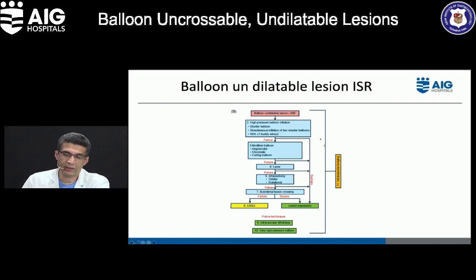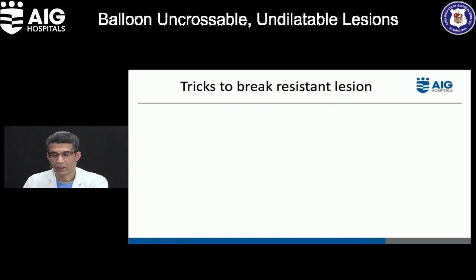Now the same algorithm applies for in-stent restenosis, except for one difference, where the initial approach, if it is available, is to use a laser rather than atherectomy. So atherectomy comes second, laser comes first, but of course many of the centers won't have laser. Then again the algorithm is similar to what we discussed previously: you do atherectomy and then move on as was discussed in the native lesion.